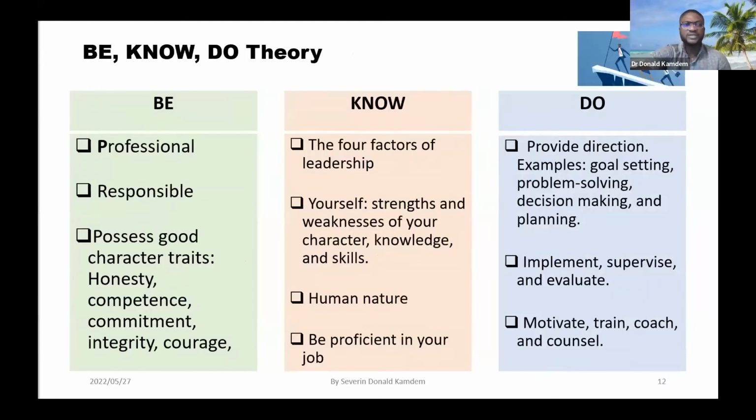So what is the be, know, and do theory? As a leader, you have to be professional, responsible. You have to possess character: honesty, competence, commitment, courage. You have to know the factors that affect leadership. I mean the leader, the follower, the communication, and the situation. Know yourself, your strengths and your weaknesses.